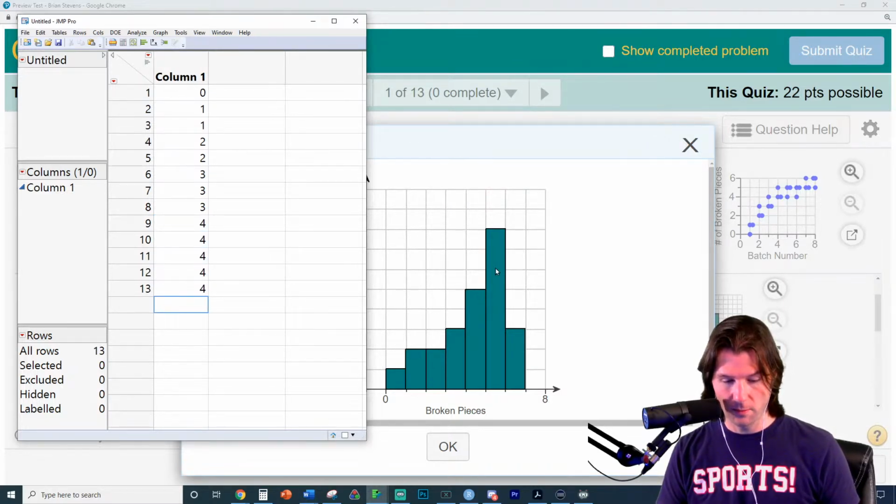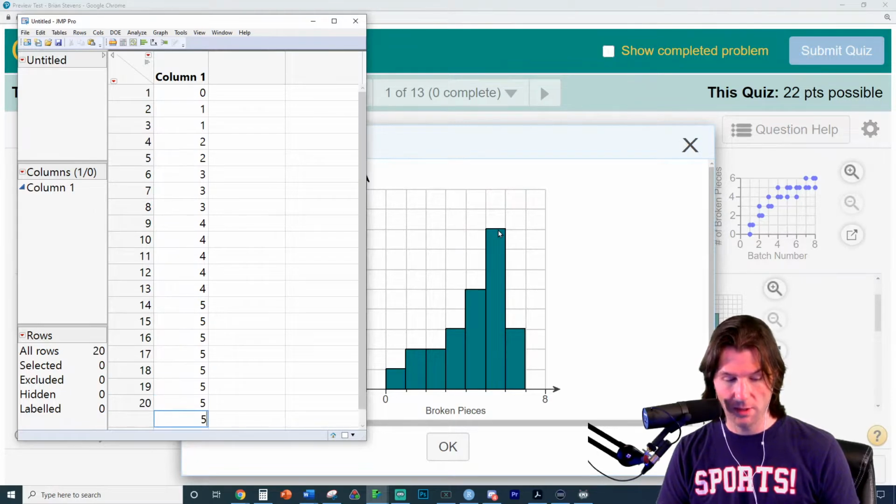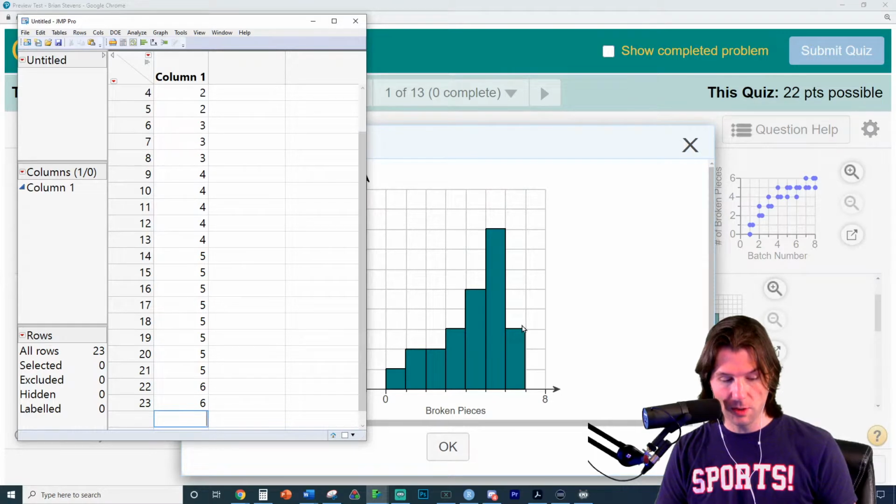There we go. And we have 5, 6, 7, because that's 1, 2, 3, 4, 5, 6, 7, 8. Is that correct? That's 8. 8 observations at 5. So 1, 2, 3, 4, 5, 6, 7, 8. And then at 6, we have 1, 2, 3 observations.